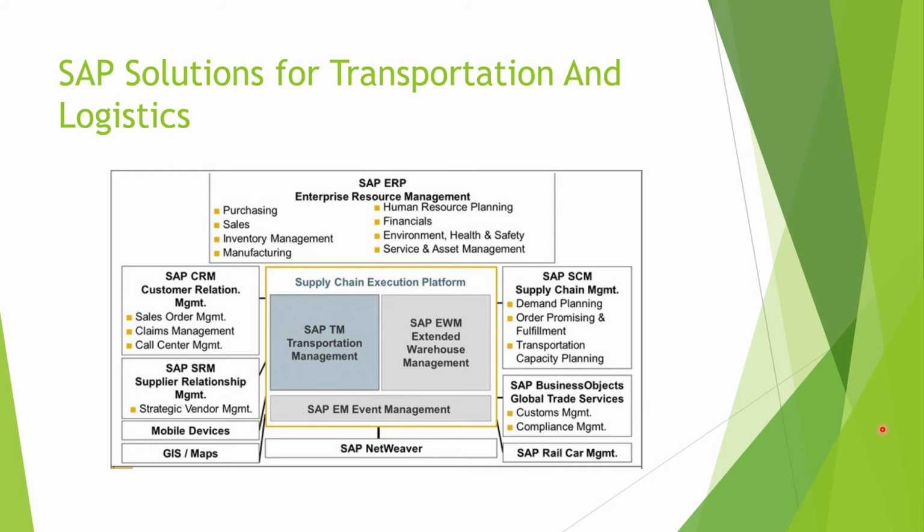This is mainly your supply chain platform, which has TM and EWM. These two, enterprise warehouse management and TM, go very well together. We also have our own event management, which is used for track and trace. Plus, it links to SAP NetWeaver, because all the optimized transportation planning, or anything you want to perform, is done in the NetWeaver Business Client.